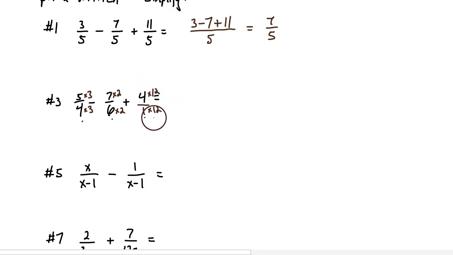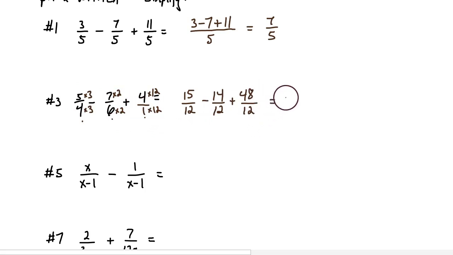Let's rewrite this problem where all the fractions have a 12 in the bottom. This is 15 over 12 minus 14 over 12 plus 48 over 12. This is equivalent to the original problem. All of these fractions are identical to the ones that we had before. We've just changed the denominator to 12.